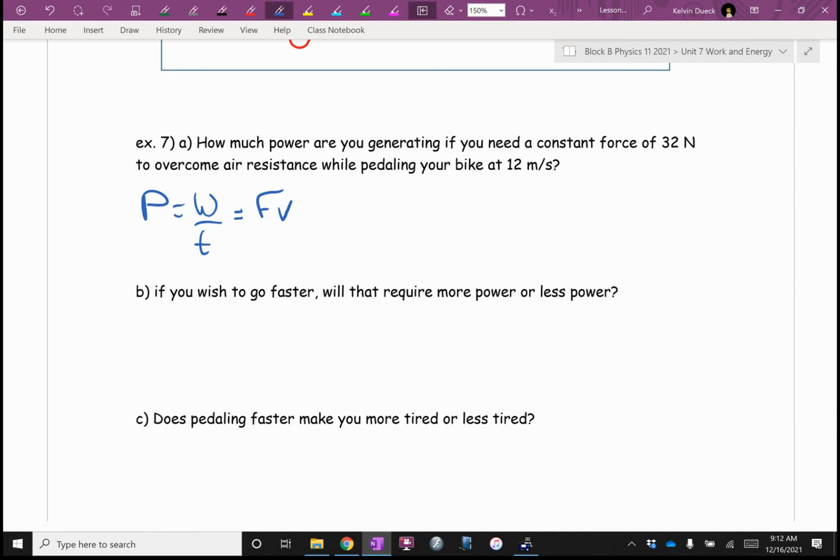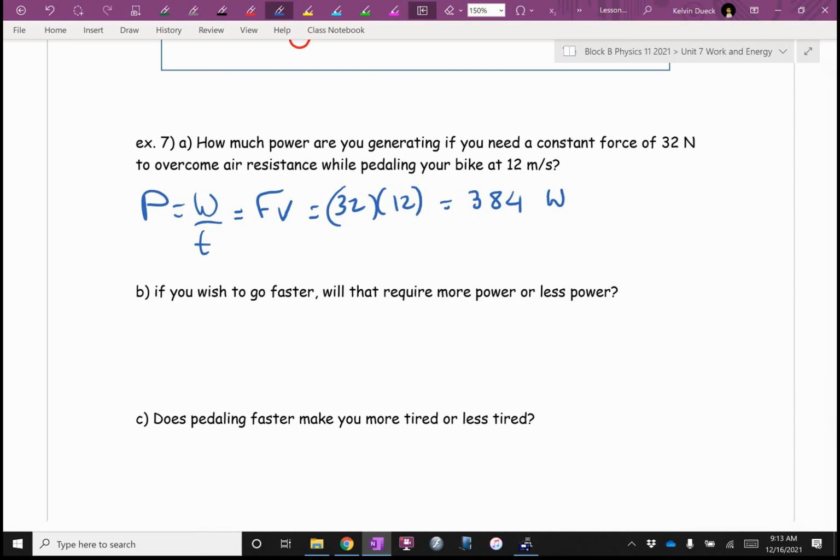Okay. Now, if I didn't see a force and a speed, then I would say, well, maybe I can figure out the work, or maybe I can figure out the time, or maybe this will be like a multi-step question. But for now, this is going to be a straight plug and chug. It's going to be 32 times 12, which is what? Emma? 384? You're generating 384 watts of power. Okay.